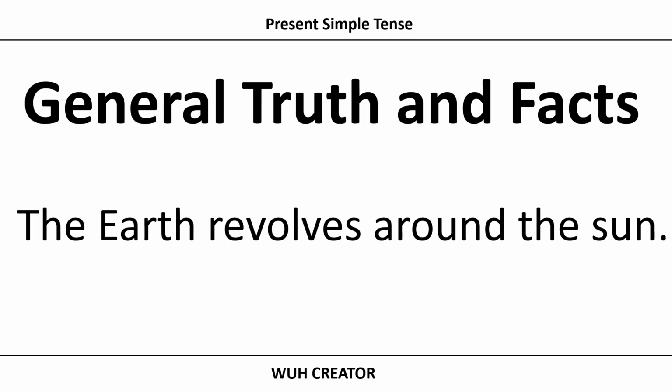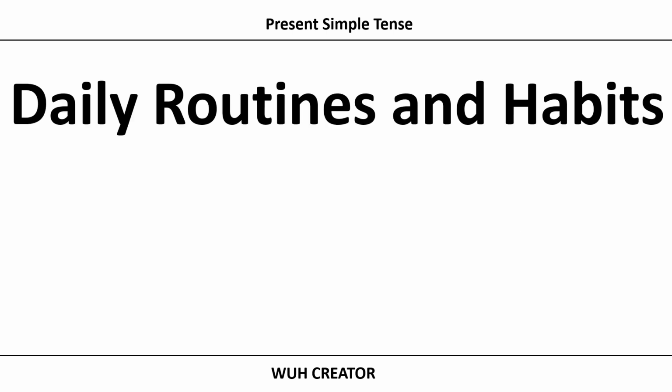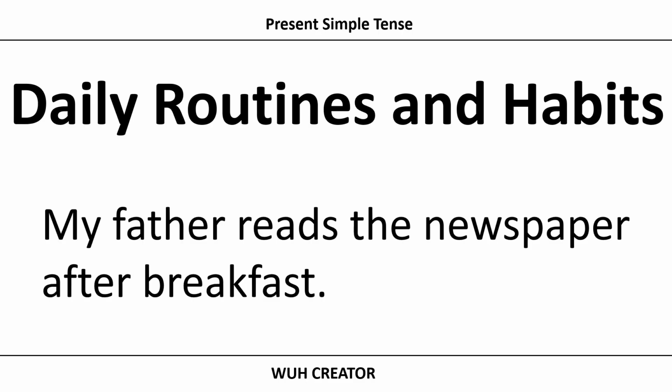Now let's move to how the present tense shows daily routines and habits. Here we have an example. My father reads the newspaper after breakfast. This sentence shows a habit because reading the newspaper is an action that your father does regularly after breakfast. Since it happens repeatedly as part of his routine, we use the simple present tense.